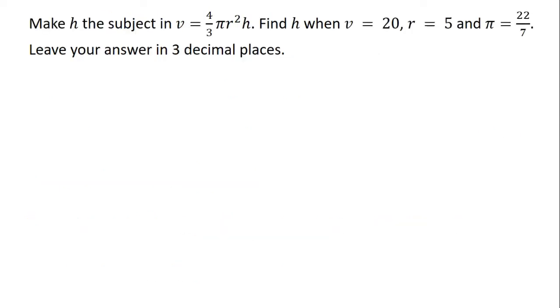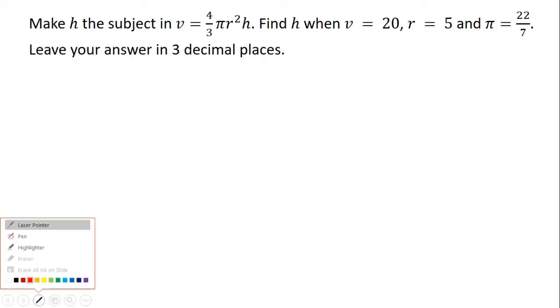So let's take the first one. Make h the subject in v is equal to 4 over 3 pi r squared h. Find h when v is equal to 20, r is equal to 5, and pi is equal to 22 over 7. Leave your answer in 3 decimal places. So let's take the question one after the other and solve it. Let's concentrate on the first part of the question. Make h the subject in the equation v is equal to 4 over 3 pi r squared h.